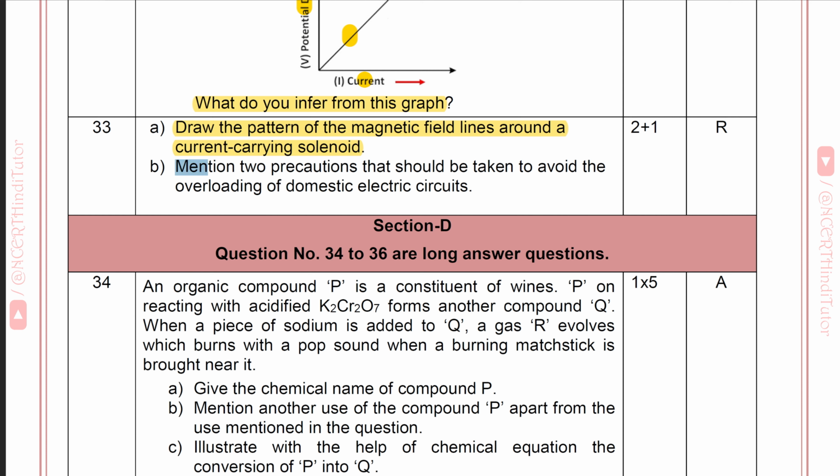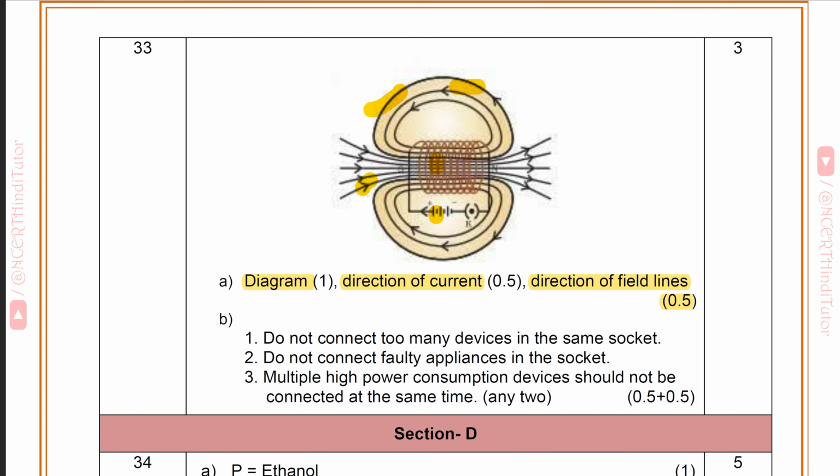B. Mention 2 precautions that should be taken to avoid the overloading of domestic electric circuits. Answer. Do not connect too many devices in the same socket. Do not connect faulty appliances in the socket. Third, multiple high power consumption devices should not be connected at the same time. So you can write any 2 points from the 3 points.